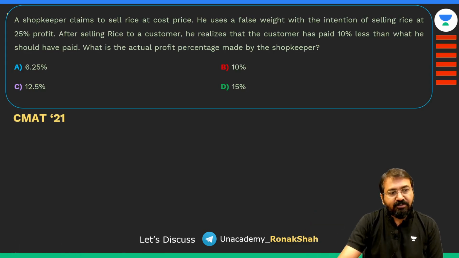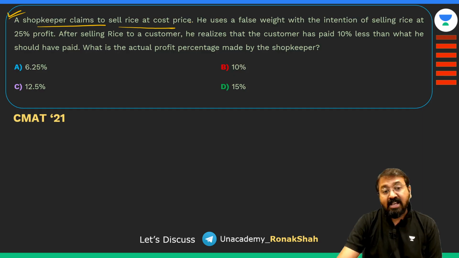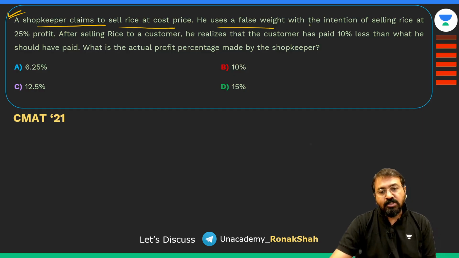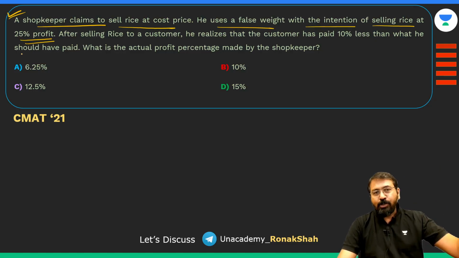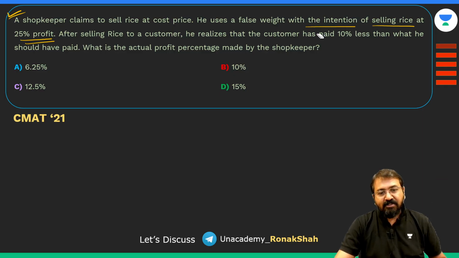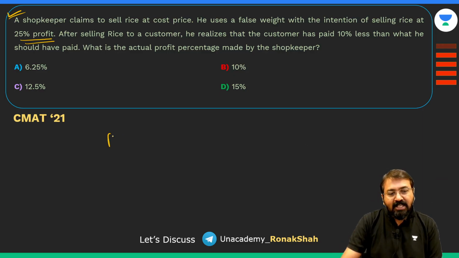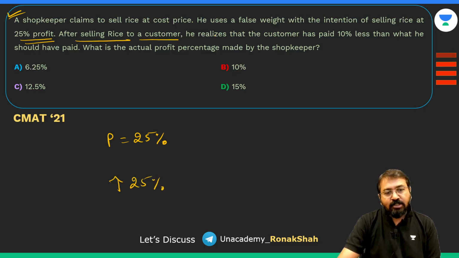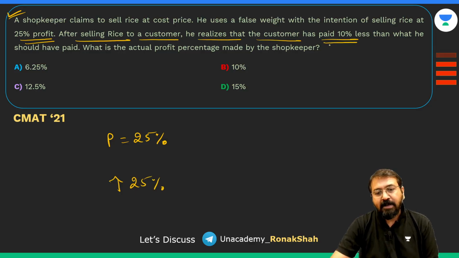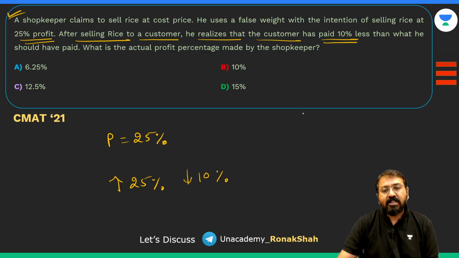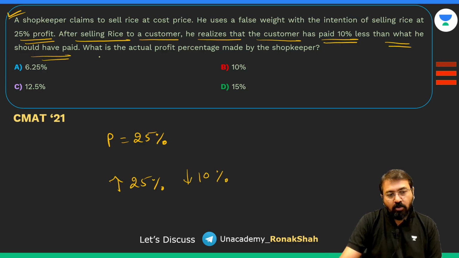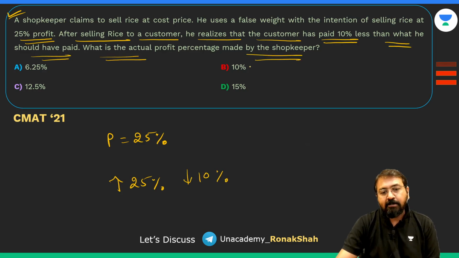Try for this question. A shopkeeper claims to sell rice at the cost price. He uses a false weight with the intention of selling rice at 25% profit. Now hold on. You really don't need to use that formula over here because this is a very easy question actually. So he is making a profit of 25%. Can I say profit means increasing the cost price by 25%? After selling rice to a customer, he realized that the customer has paid 10% less. So matlab customer has paid 10% less, so it's like 10% reduction. Then what is the actual profit percentage made by the shopkeeper?